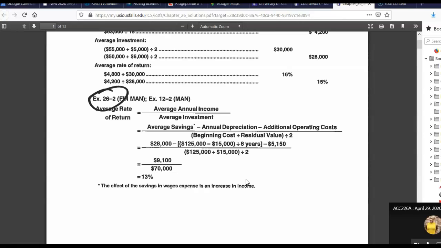So in this case, we're trying to figure out what we are actually saving. Well, it's not all 28,000. It's 28,000 less some depreciation that we need to consider, less some operating costs. Those would be reducing those savings. It's not all savings, divided by our investment. Any questions on number 2? It's a little bit more involved.